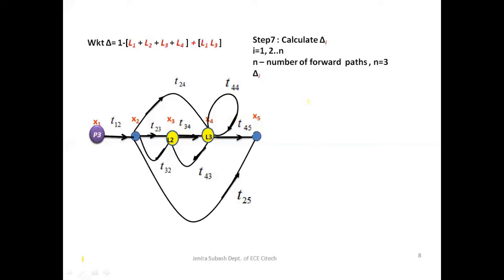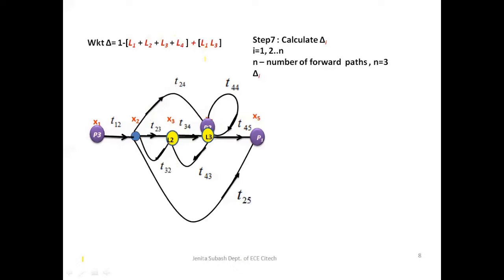With respect to the first forward path P1, we can sense that all the loops are touching it. L1 is touching the forward path, L2 is touching it, L3 is also touching the first forward path, and L4 is also touching it. So the value of delta 1 will be equal to 1 minus (0 plus 0 plus 0): L1 is 0, L2 is 0, L3 is 0, L4 is 0, and we don't have any two-loop combinations which are not touching the first forward path.